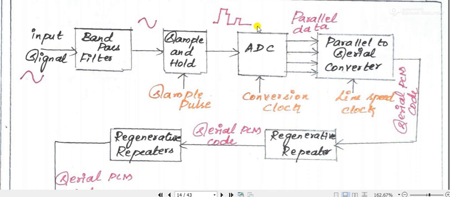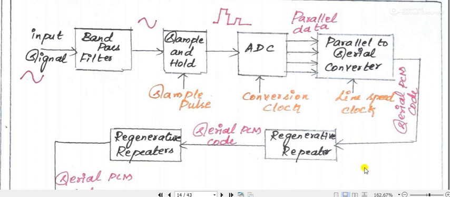The ADC converts the PAM signal to parallel PCM codes, which are converted to serial binary data in the parallel to serial converter and then output to the transmission line as serial digital pulses. And here the repeaters are placed at prescribed distances to regenerate the digital pulses.